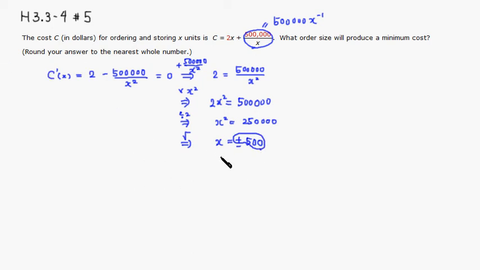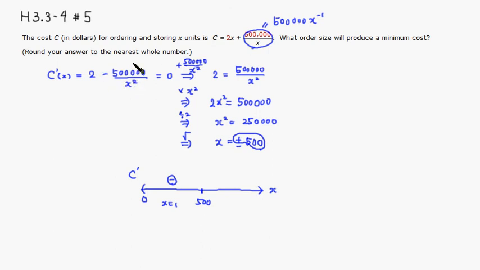Actually, we have to make sure that this is going to give you the minimum. So do the number line, with 0 and x. We look at the sign of C prime before 500 and after 500. If you try something like x equals 1, then you see that 2 minus 500,000 is definitely negative. After 500, you can try 600 or something like that.